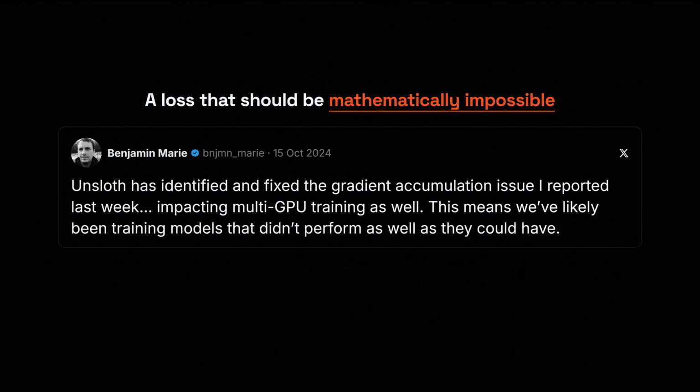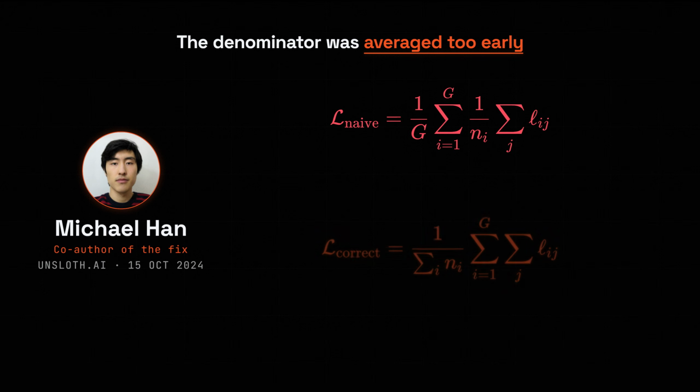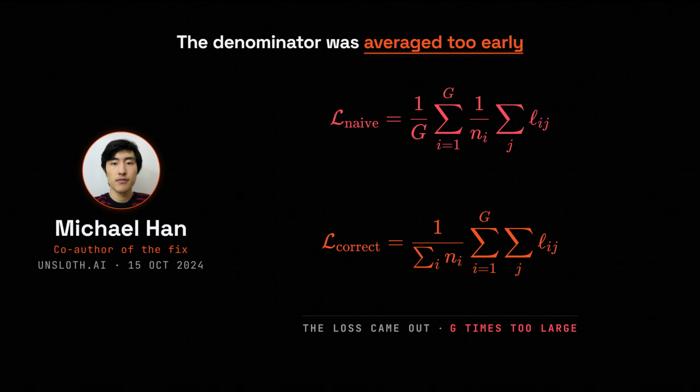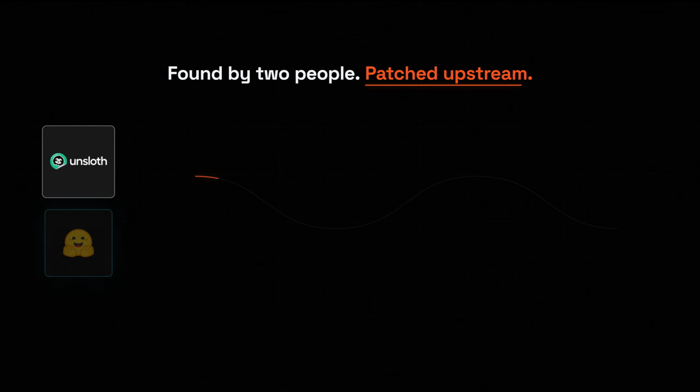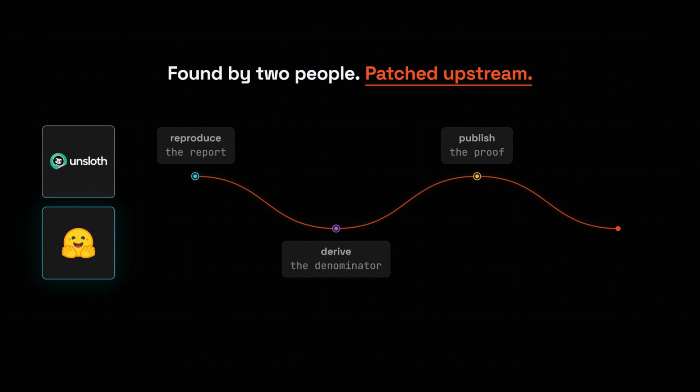In October 2024, Benjamin Marie reported that gradient accumulation was producing higher training losses than plain full batch training, which should be mathematically impossible. Unsloth found it. The cross-entropy denominator was being averaged inside each mini-batch instead of derived across the whole batch, which made the final loss come out g times too large, where g is the number of accumulation steps. That bug was sitting in nearly every trainer in open source, including multi-GPU runs that were not using accumulation at all. 2 people with a Triton habit found it, wrote the proof out in public, and Hugging Face patched it upstream.